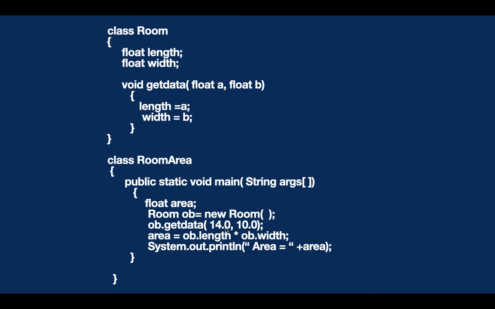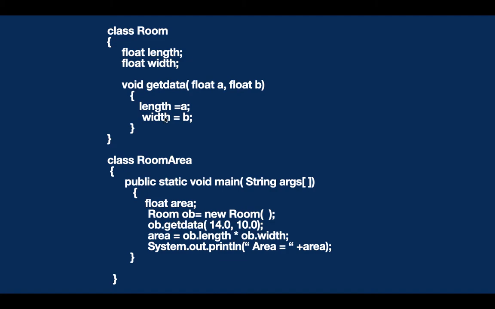You can't pass any other type of value like integer because it accepts float type of value. I hope that you are getting it. And finally, once these 14 and 10 are passed to A and B, it will go to its definition part. So here A will be assigned the value 14, B will be assigned the value 10, and then finally this 14 and 10 will give their value back to length and width.